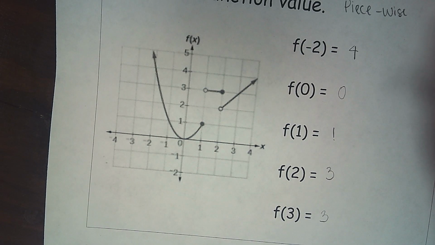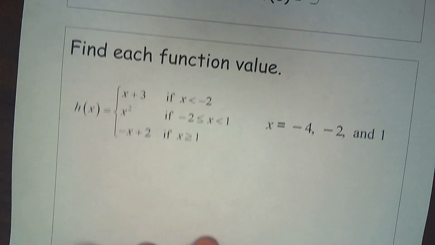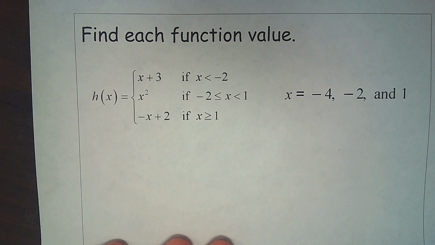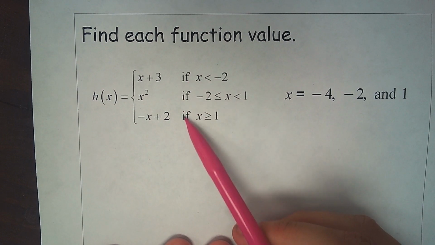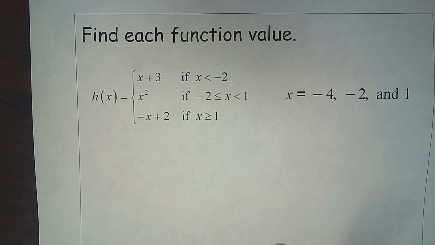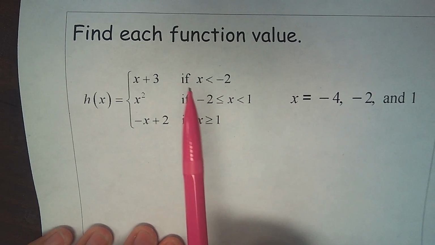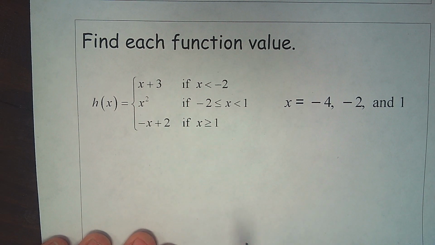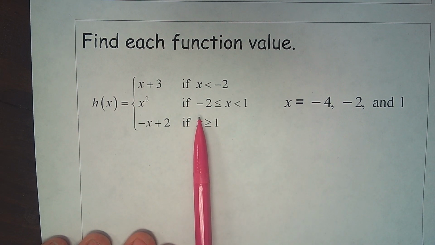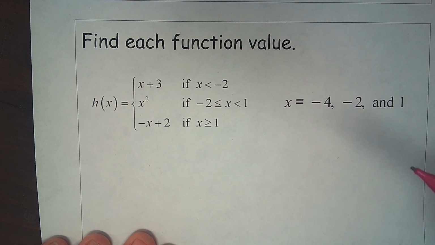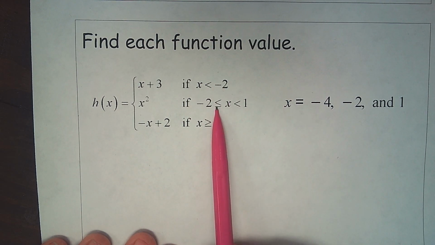All right, last set then. So same directions. We are still dealing with a piecewise function. We're still dealing with pieces of 3 different types of functions. Now I'm just giving it to you algebraically. So this is saying when x is less than -2, we're going to see the function x plus 3. When x is between -2 and 1, we're going to see the parabola x squared. And when x is greater than 1, we're going to see the line -x plus 2. So these are all of our domain restrictions.